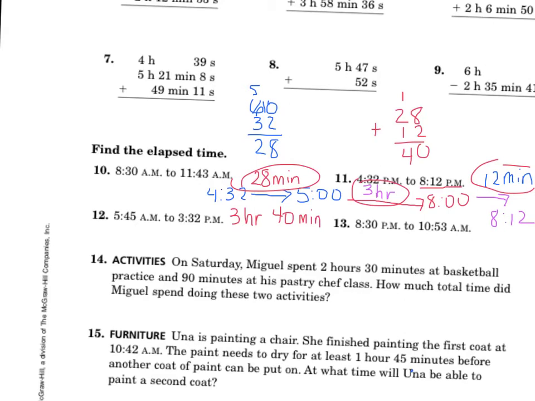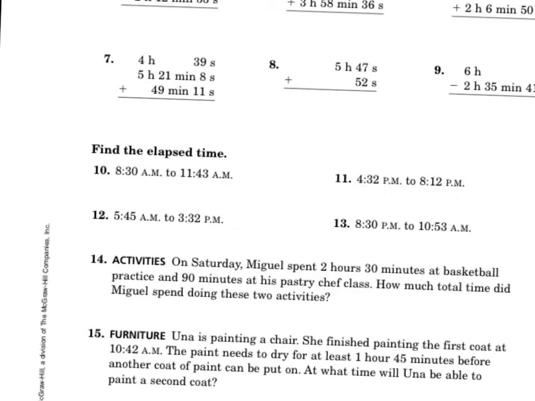Okay. The next one, from 5:45 a.m. to 3:32 p.m. So we're going to cross the 12 o'clock noon time. This is a little bit different. 5:45 a.m., let's just go to the first whole hour, and that would be 6 a.m. How much time is that? You should be able to do that in your head. That is 15 minutes. I'm just going to put M for minutes.